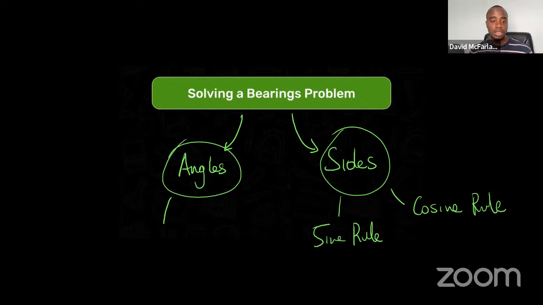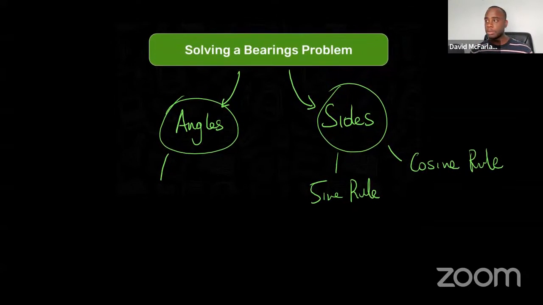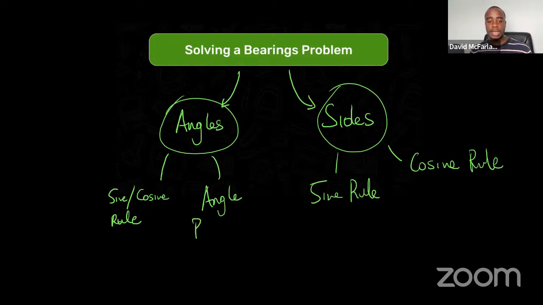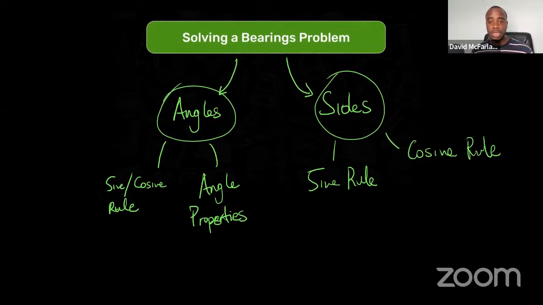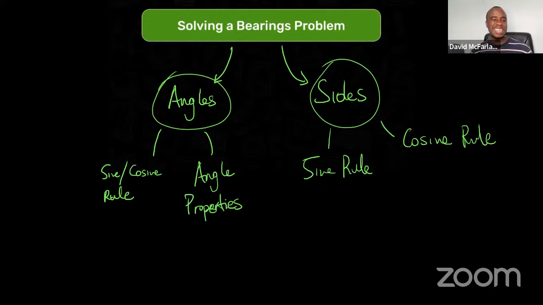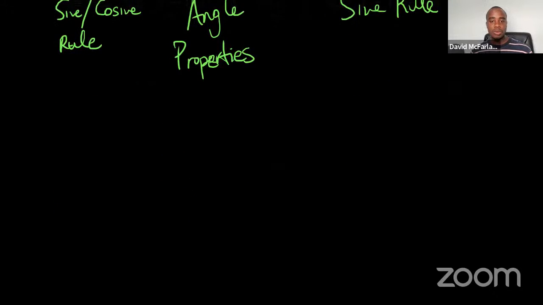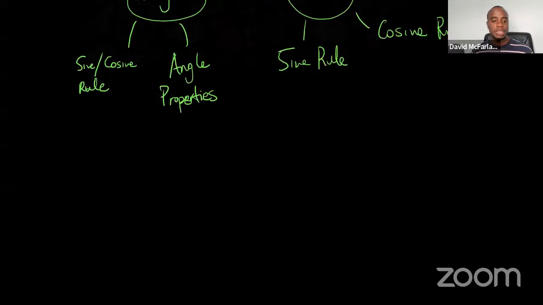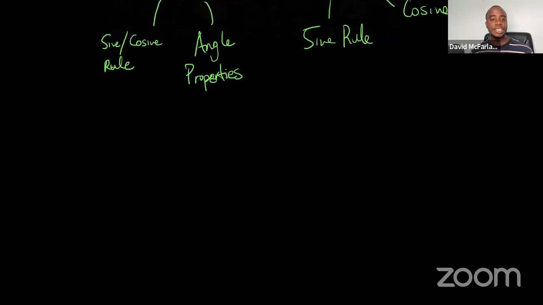If we're dealing with angles though, how could we solve bearing problems with those? Well, we can still use the sine or cosine rule, but we can also make use of some angle properties. Those are pretty important, and that can help us, especially with the way that the diagrams are set up. You understand? So when we're dealing with angle properties, what are some angle properties that come to your mind? What angle properties do you remember that you can share with me?